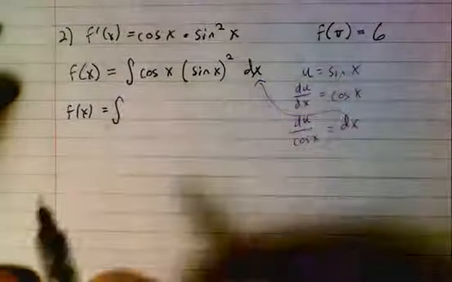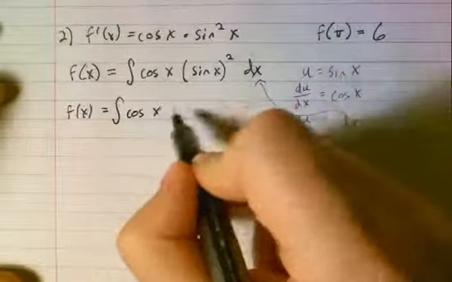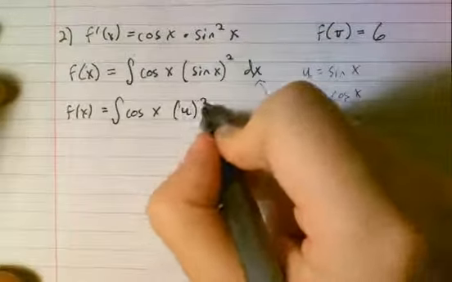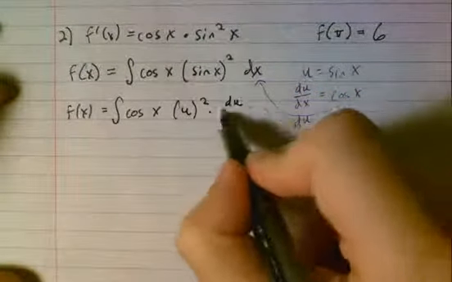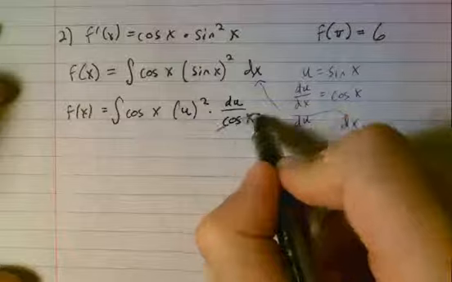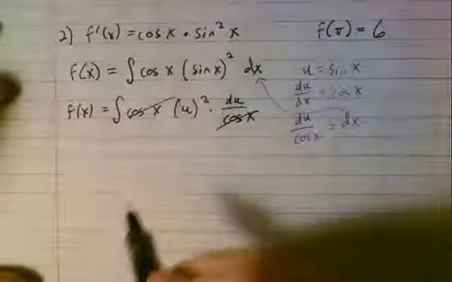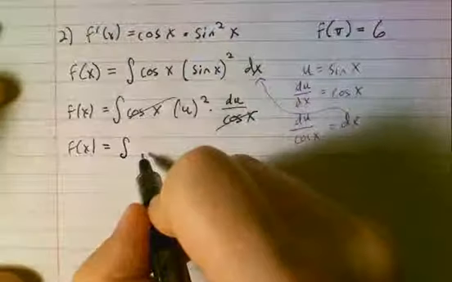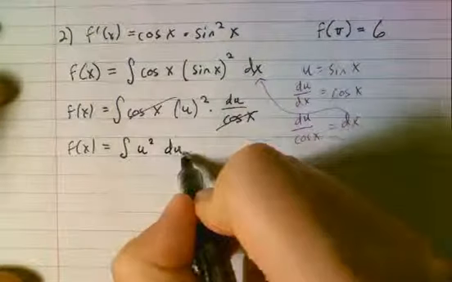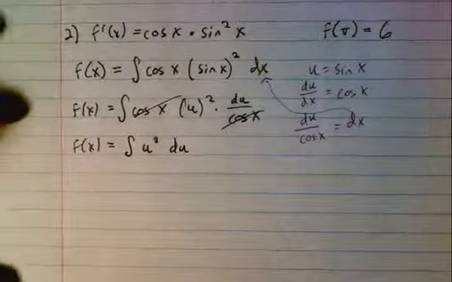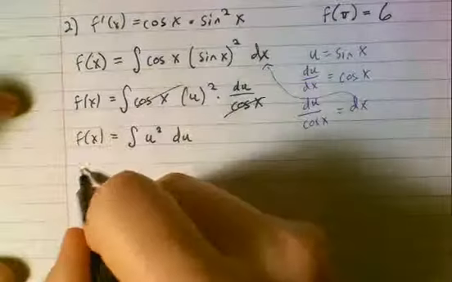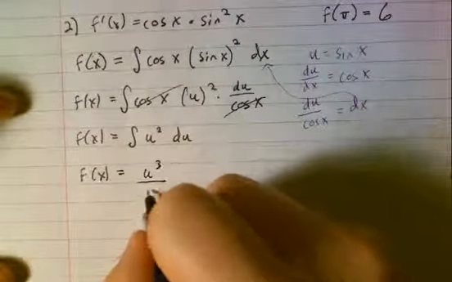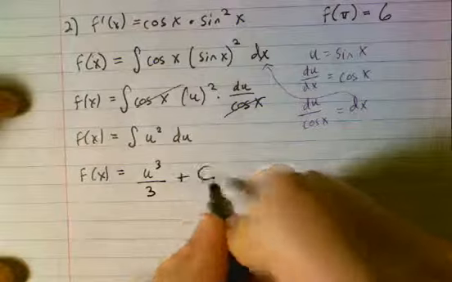So f of x is the antiderivative of the cosine of x. Let's see, sine of x was u. dx is du over the cosine of x. Cancels out nicely. So we're going to have the antiderivative of u squared du. So far, same as we've done in the past. So when we do that, we add 1 to the exponent, u cubed, divided by 3 plus c.